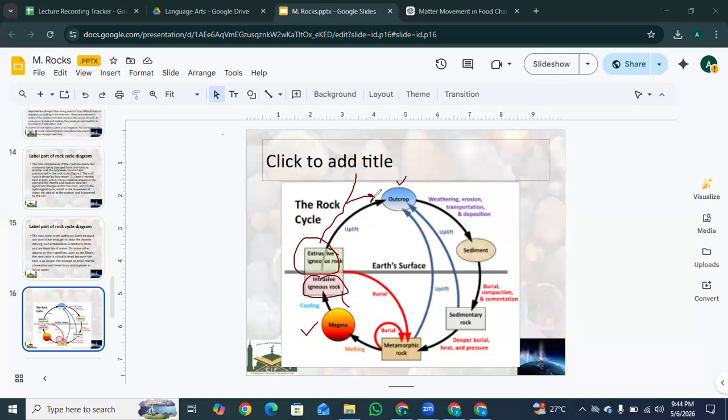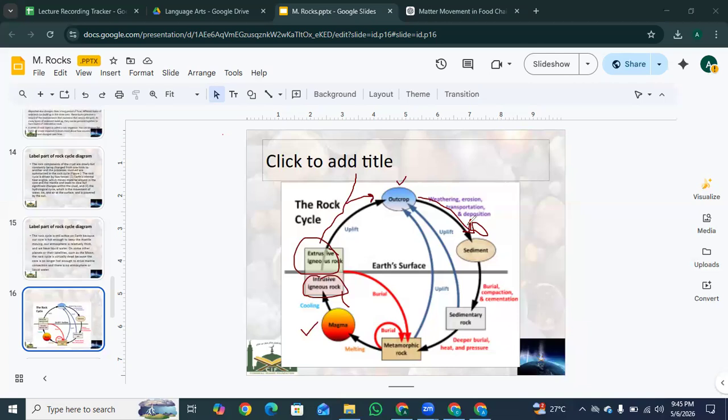Rocks you can actually see and touch outside. So, rain, wind, and ice beat down on these rocks, and the result is that the rocks break into tiny crumbs called sediments, which is this sediment.